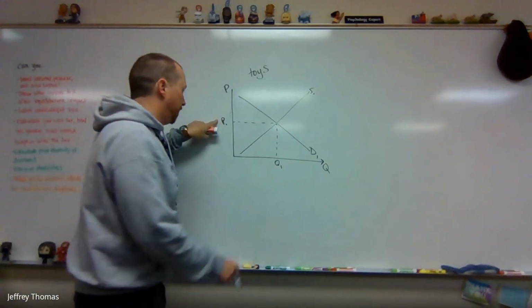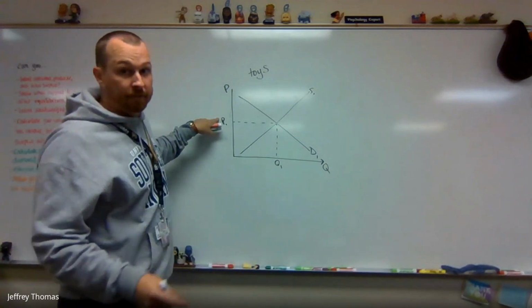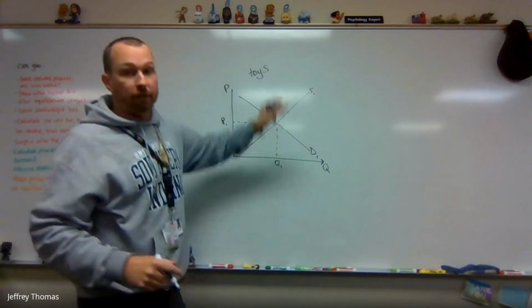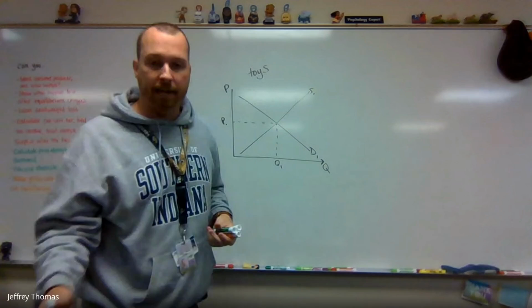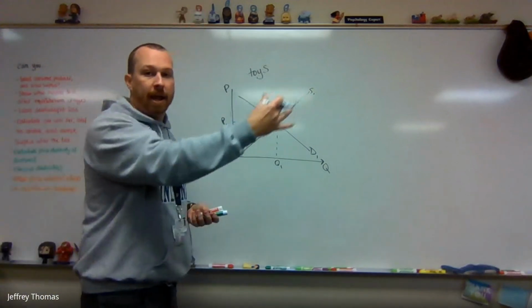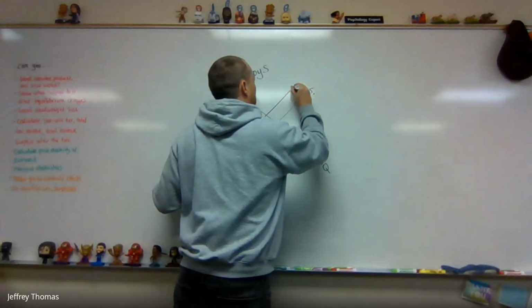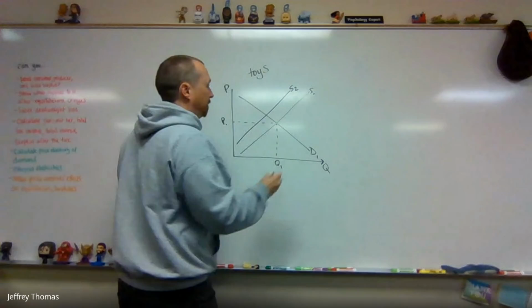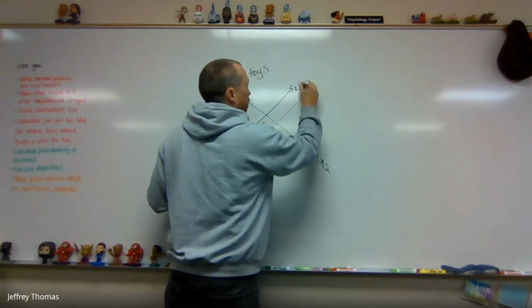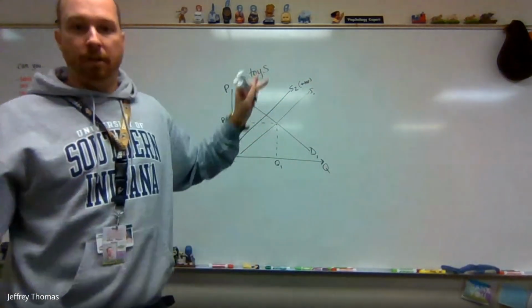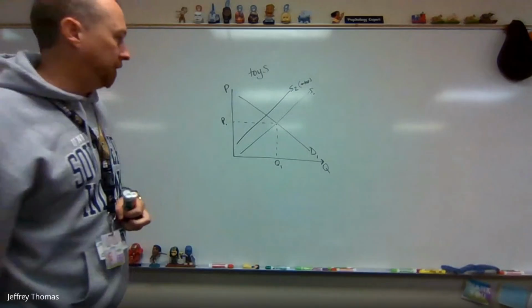Well, the only way they're going to get this much money now is if they charge the amount of the tax more. So at every one of these quantities, they have to charge the tax. Instead of a 50-cent tax, they have to charge 50 cents more at every quantity. So we shift the supply curve up by the amount of the tax. You can put S2. Sometimes you see it labeled S1 plus tax. Doesn't really matter as long as you're illustrating that we have a new supply curve because of the tax.